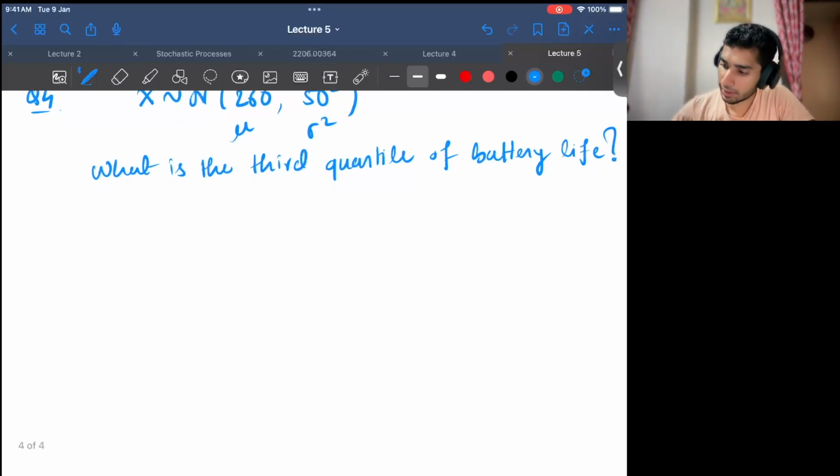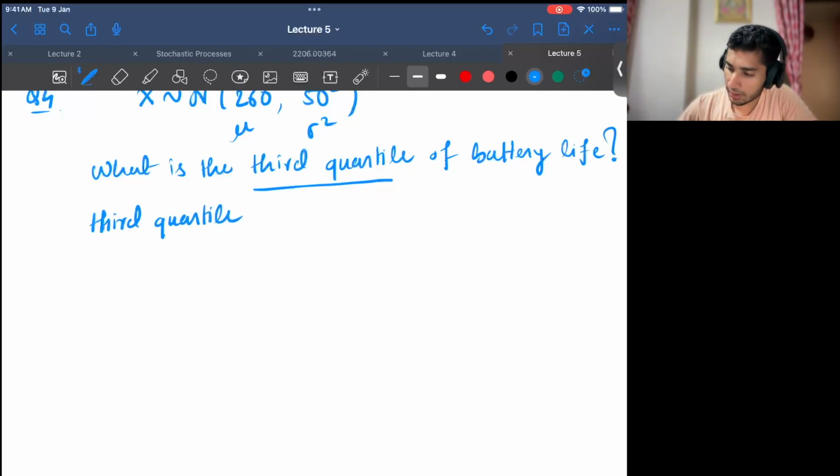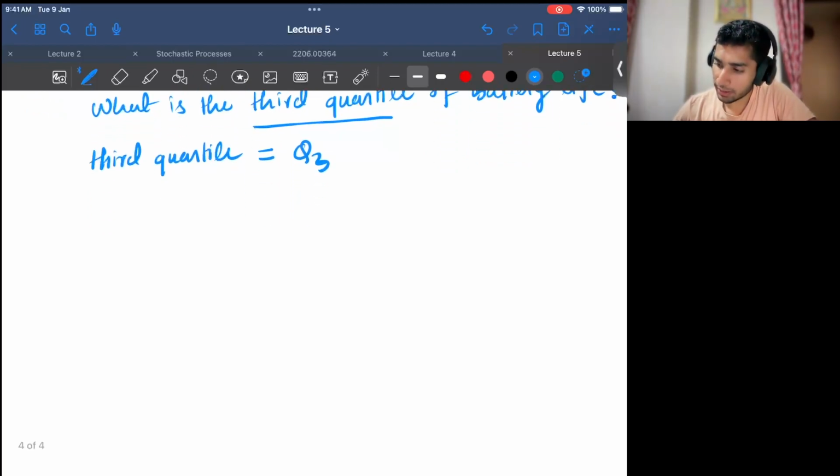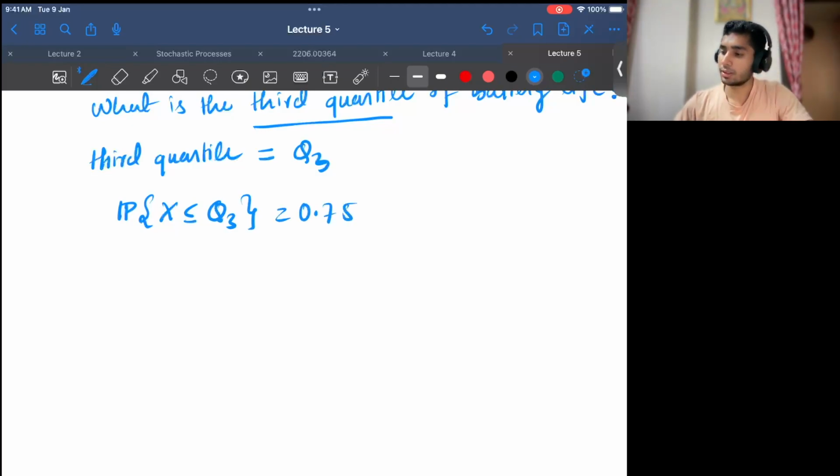So third quartile, let's denote it: let's say that the third quartile is equal to Q3. Okay, Q3. Then what do we mean by this? Well, Q3 is a number, a value such that the probability of X less than or equal to Q3 is equal to 0.75. So you can think of the third quartile as that number under which 75% of the population lies.